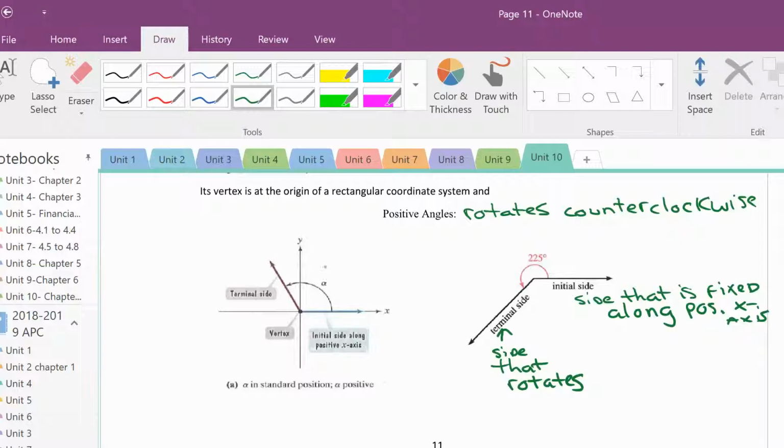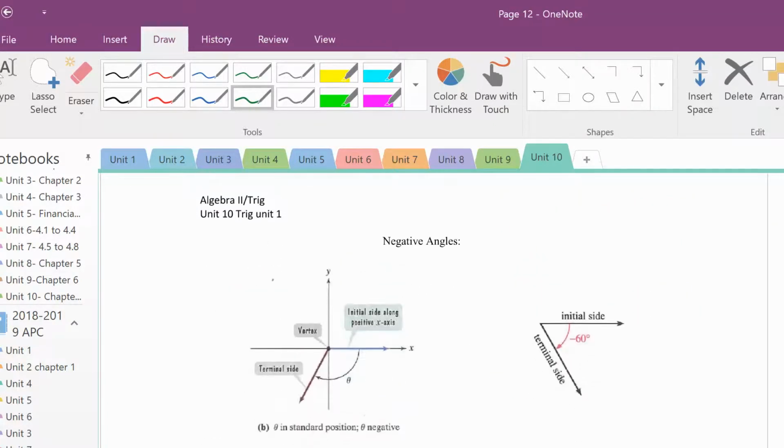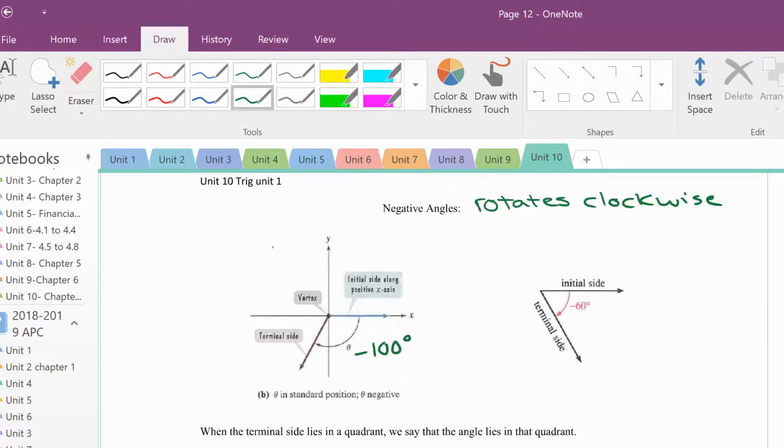This one would be like 100 degrees because it went counterclockwise. If it's negative, notice it's going clockwise. So the negative sign just talks about the direction. So this would be like negative 100 degrees or negative 60. It talks about the direction.